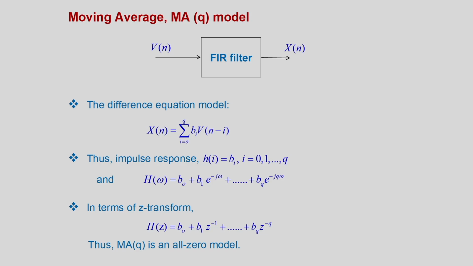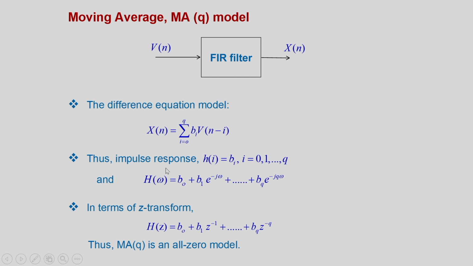So, we will discuss first the moving average process of order q. As I have told earlier, this is an FIR filter model. White noise is the input and x[n], that is the WSS process, is the output. The difference equation will be x[n] equal to the summation of b_i v[n-i], i going from 0 to q. This is the MA(q) process. Thus, the impulse response h[i] is equal to b_i. How many impulse response samples are there? There are q plus 1, i equal to 0, 1 up to q.